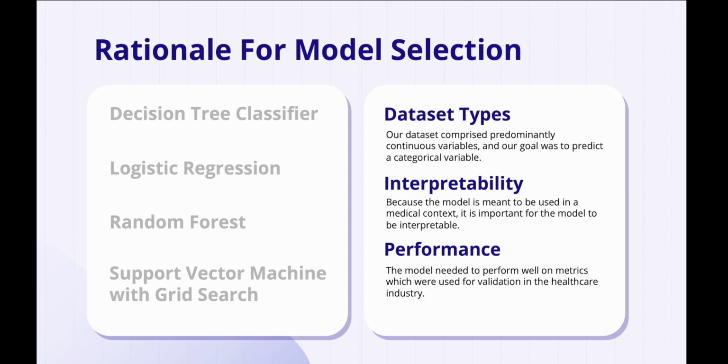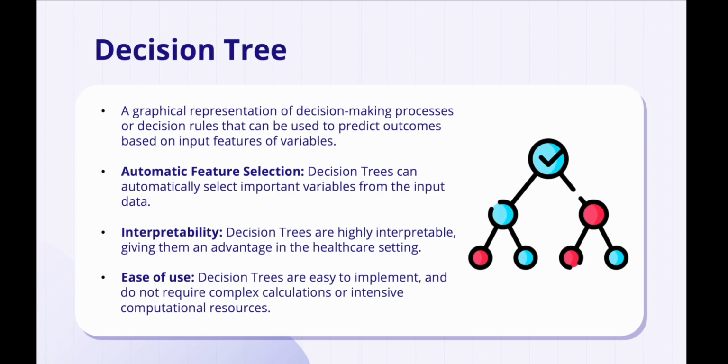The first model that we chose was a decision tree, which is a graphical representation of the decision-making processes or decision rules that can be used to predict outcomes based on input features or variables. Decision trees are widely used models as they are easy to use since they do not require complex calculations or intensive computational resources. Furthermore, they also perform automatic feature selection, whereby the model automatically selects important variables from the input data. Lastly, and perhaps most importantly, decision trees are highly interpretable, which is a much valued metric in the healthcare industry.